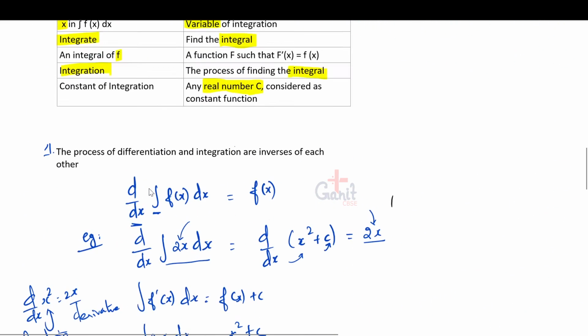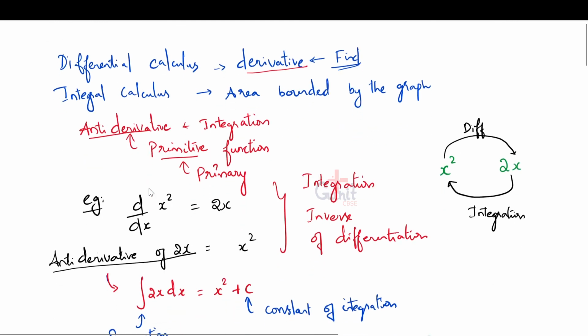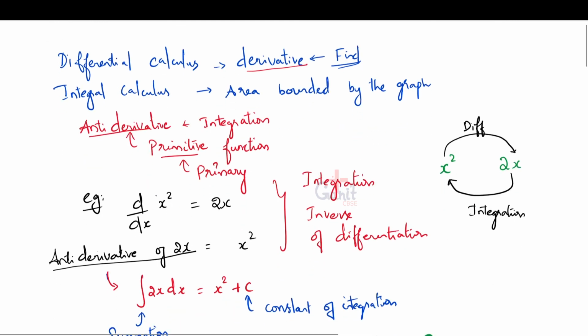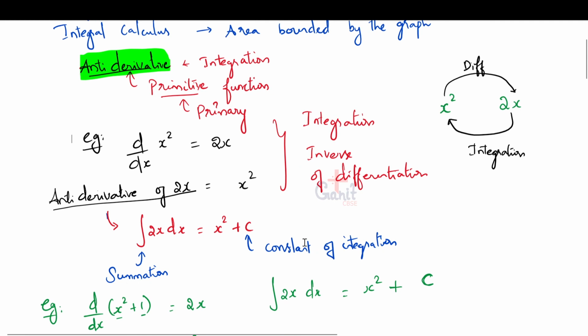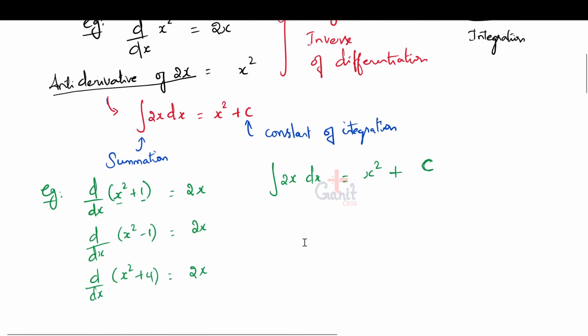So we have seen what is integration. Integration is a process of finding antiderivative. Process of finding derivative is differentiation. Process of finding antiderivative is integration. And we have seen the representation of integration. So this is integration of 2x with respect to x.